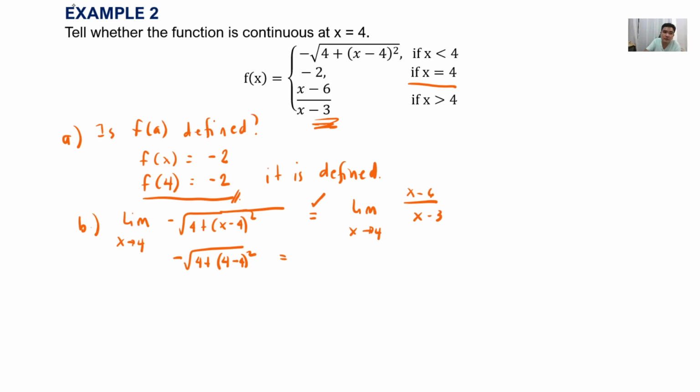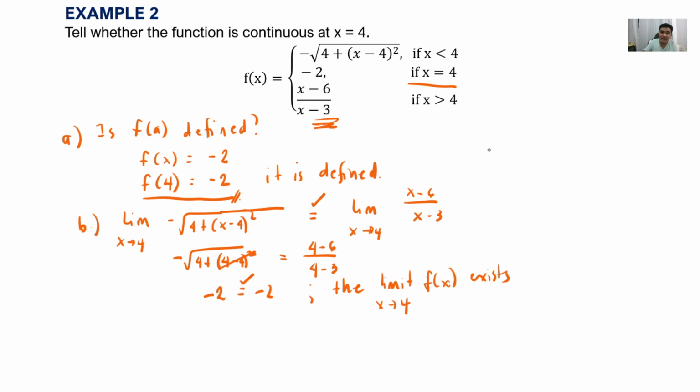So, that is 4 minus 4 squared, and for the right, 4 minus 6 all over 4 minus 3. So that is, magiging 0 to. 0 squared is 0. So square root of 4, that is 2. So that is negative 2 equals 4 minus 6 is negative 2, 4 minus 3 is positive 1, negative 2. So that is negative 2 equals negative 2. Therefore, the limit of the function exists as x approaches 4.